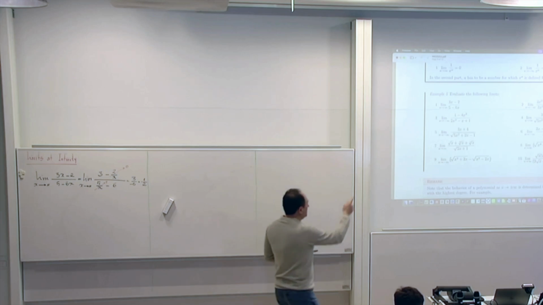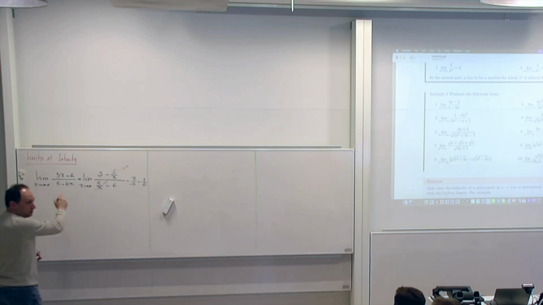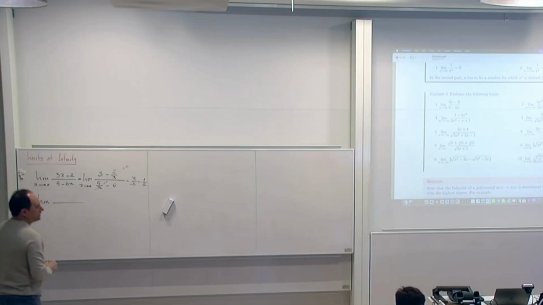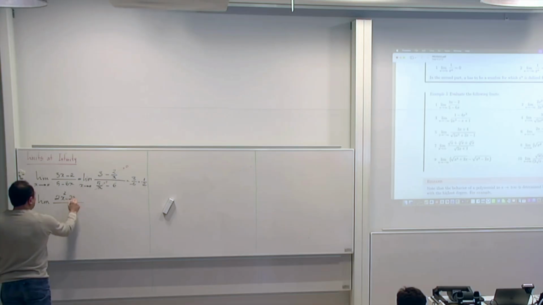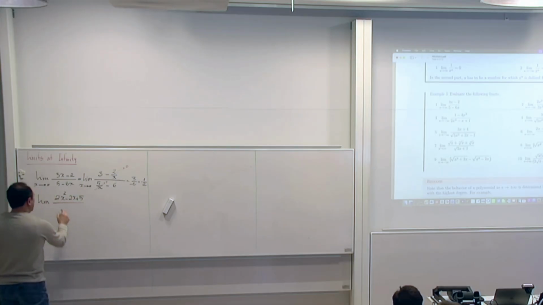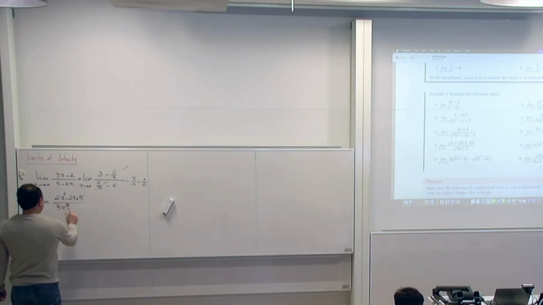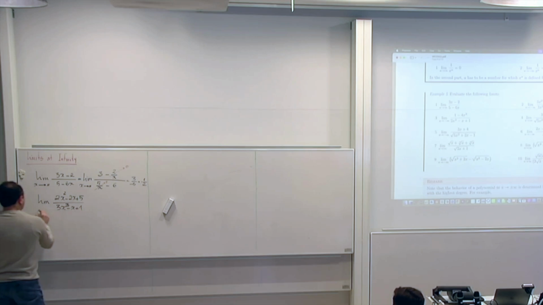So let us go to the next problem. Any questions here? Please interrupt me if you have questions. So the next one is the limit of 2x squared minus 2x plus 5, and then divided by 3x cubed minus x plus 1, x goes to infinity.